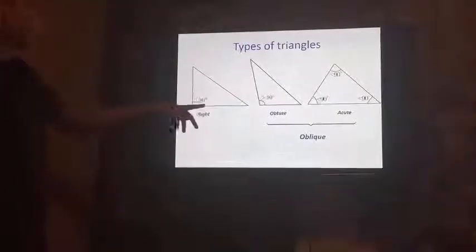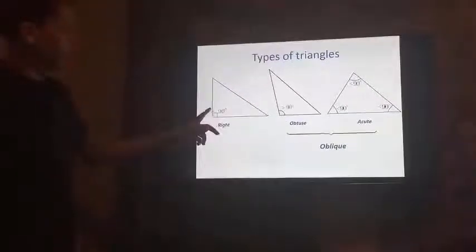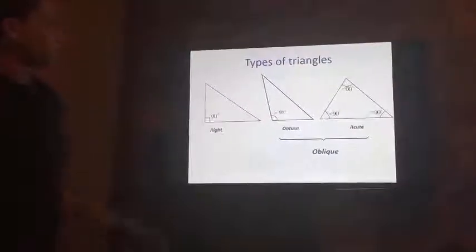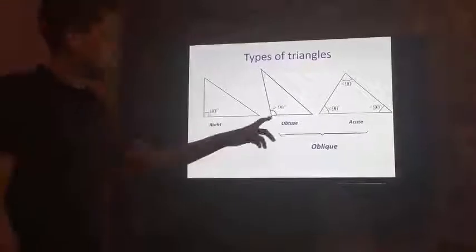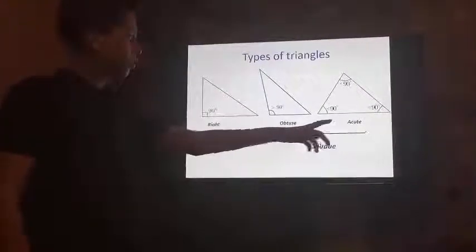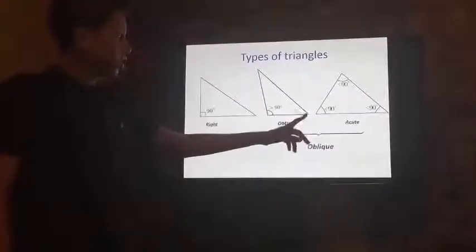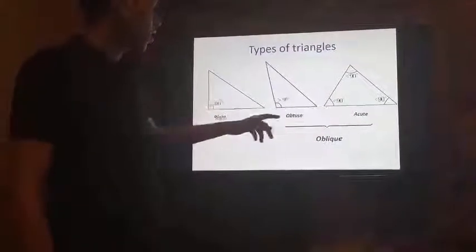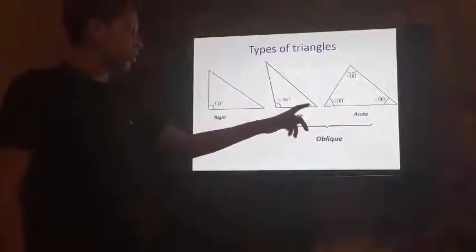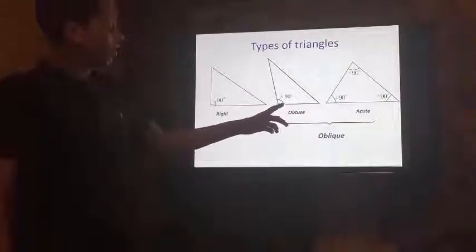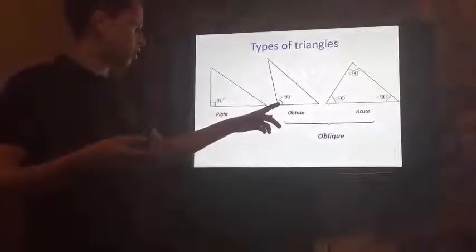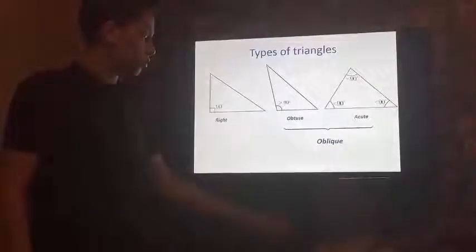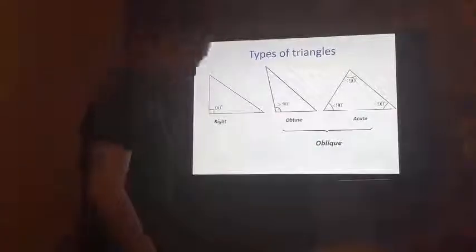This is the right triangle. You see a 90-degree right angle, and this is the hypotenuse, and these are two legs. This is obtuse and acute triangles. In the acute one, all three angles are less than 90 degrees, and it's enough to have one angle bigger than 90 degrees to be obtuse, but these two are oblique.